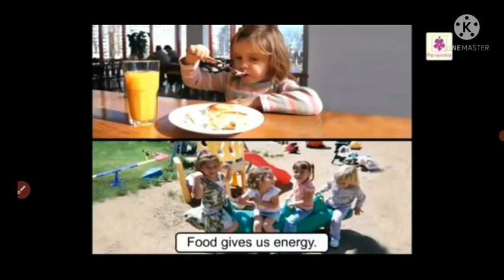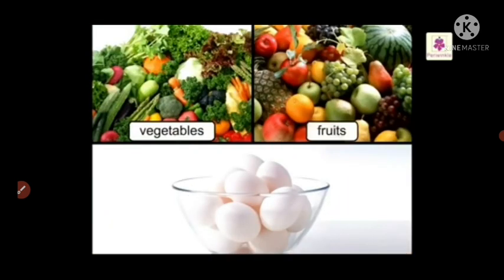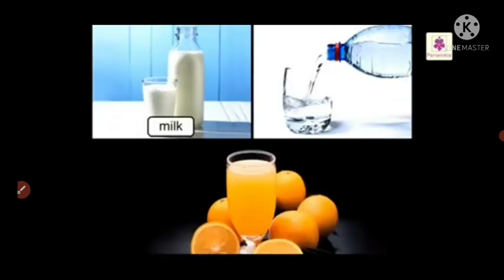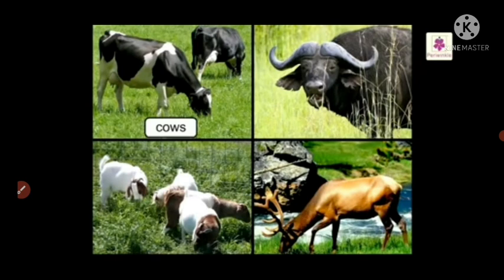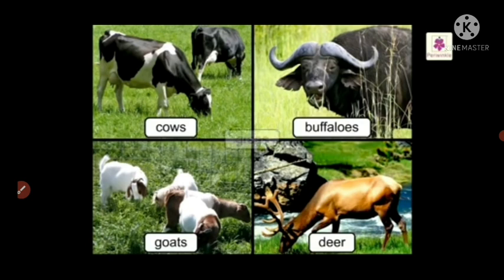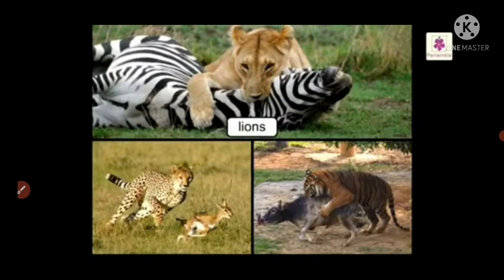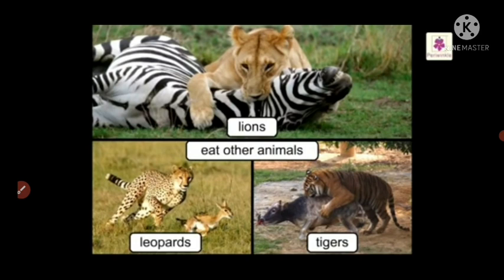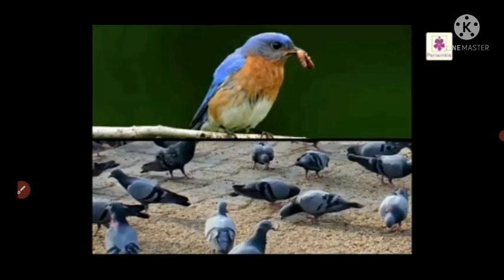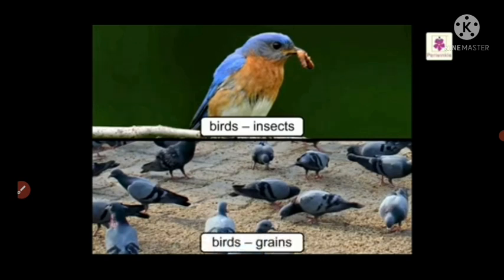Food gives us energy to do our work. We eat vegetables, fruits, eggs, etc. We drink milk, water, juices, etc. Cows, buffaloes, goats, deer eat grass. Lions, tigers, leopards eat other animals. Most of the birds eat small insects and grains.